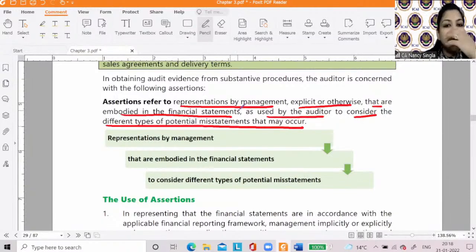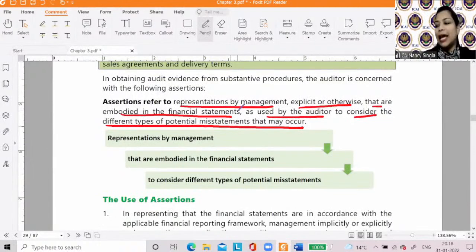What will management do? Management will get that printed in the newspaper? No. Management will include that in the financial statement, and it may be included explicit or otherwise. They will either expressly mention it or something will be implied. I gave you the example of existence, ownership.